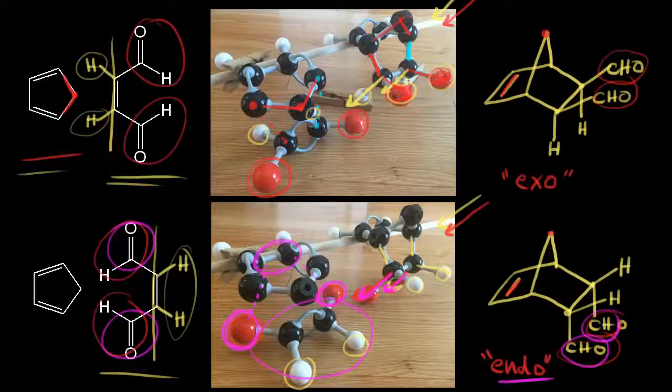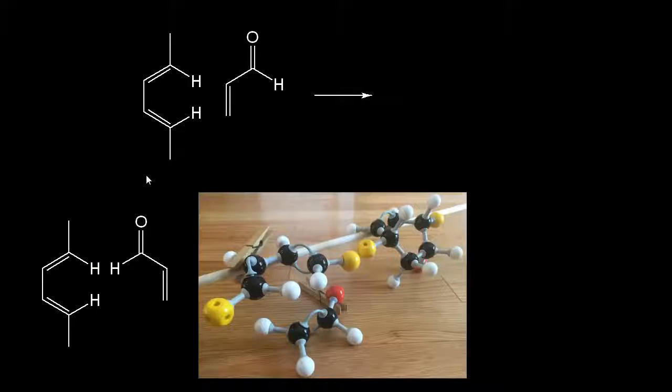With the exo product, these carbonyls, these aldehydes would be way out here. That's too far away from the developing pi bond, so there's no interaction. So the exo product is not preferred. Let's do one more problem. On the left is our diene, on the right is our dienophile. And let's draw the product without stereochemistry again.